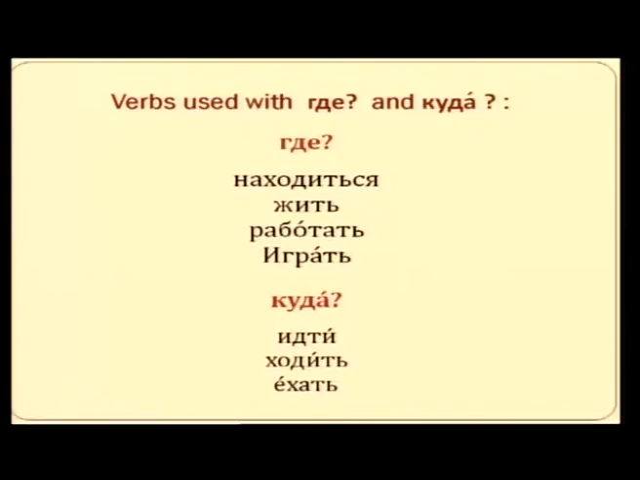Let us go to the last verb of the list of verbs which are used with где. The next verb is играть. Играть means to play. Let us listen to the sentence while I use this verb. Дети means children, as you already know. Дети играют в саду.